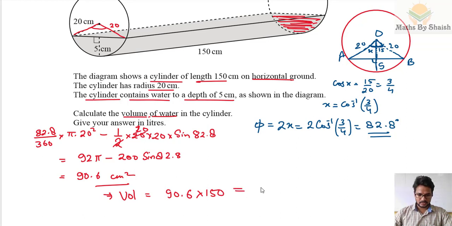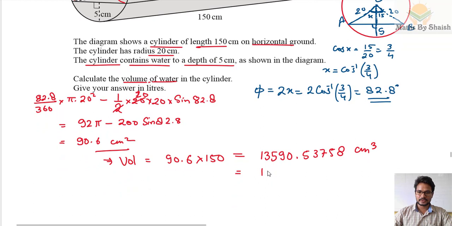It is coming 13590.53758, and this is going to be centimeter cubed, and we want our answer in liters, so we will divide by 1000, and we got this as 13.59 liters. If we divide this by 1000, we are going to get this, and we can write our answer with 3 significant figures, so it is going to be 13.6 liters.